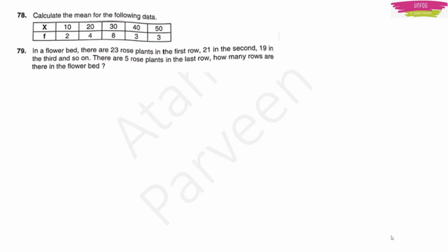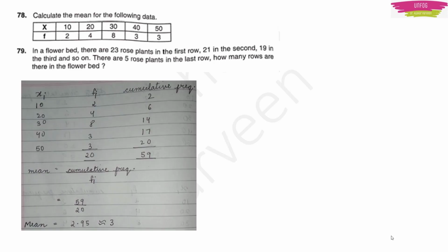Okay. Next, question number 78. Calculate the mean for the following data. They have given X and they have given F. After F, you find the cumulative frequency. How do you find it? You add one by one. First you write 2 as it is, next you add 2 and 4. It will be 6. Now again add 8 to 6, you get 14. Now again add 3 to this 14, you get 17. Then again add 3 to 17, you get 20. This is how you find cumulative frequency.